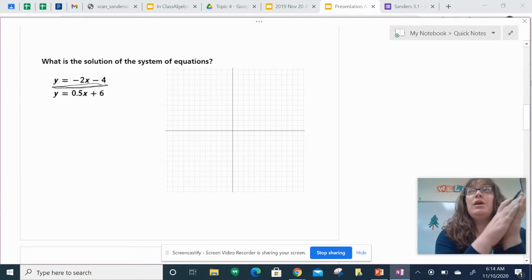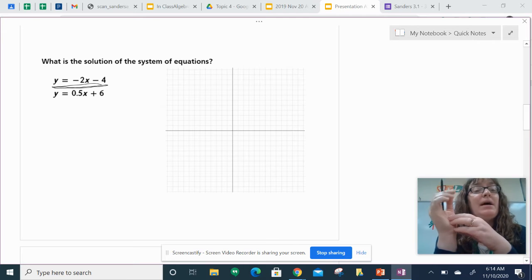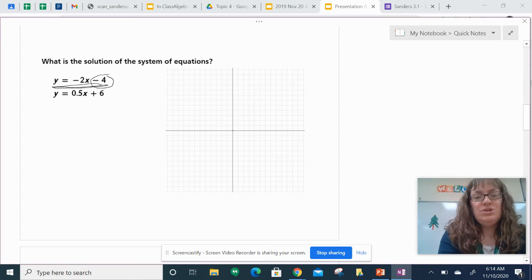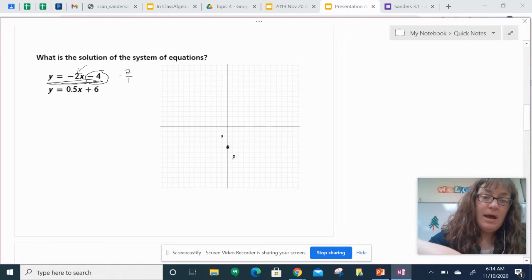Because it's in slope-intercept form, y equals mx plus b, I begin at the b, which is negative 4. So I go to my y-intercept of negative 4, and I plot a point. Then I look at the slope, and the slope is negative 2 in this case. I always like my slope to be a fraction, so I'm going to make it negative 2 over 1, which means from that point, I'm going to go down 2, to the right 1. Now, I could also go up 2, to the left 1.